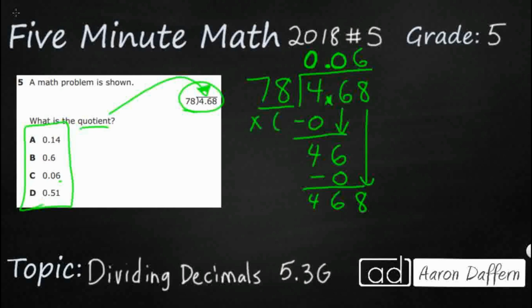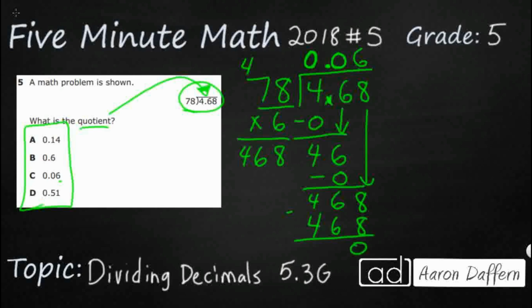I'm not sure about you. I haven't memorized my 78 multiplication facts, so I'm going to have to do this the old-fashioned way. That's going to be 8, 48. That is going to be 42. Add that 4 back in, it's 46. So we are good there. So that is 468. And so our answer is going to be that C.